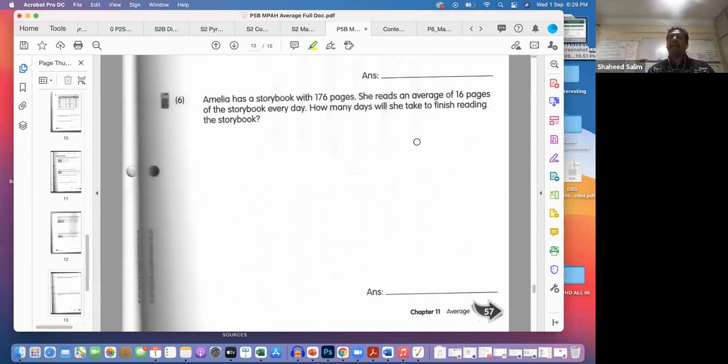Okay, the very last question. Amelia has 176 pages in a storybook. She reads 16 pages of story every day. How long will she take? How many days will she take? And then we'll go through average questions.